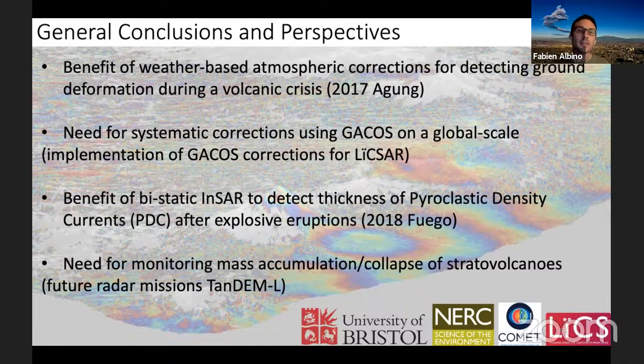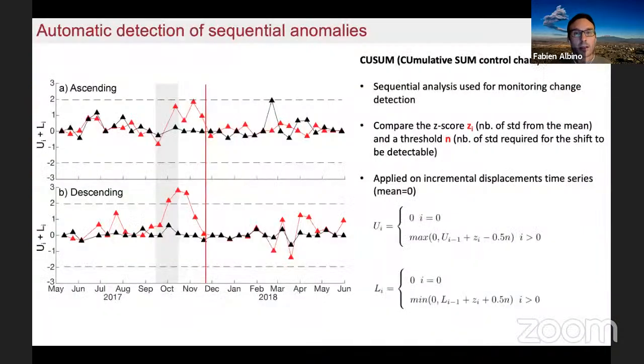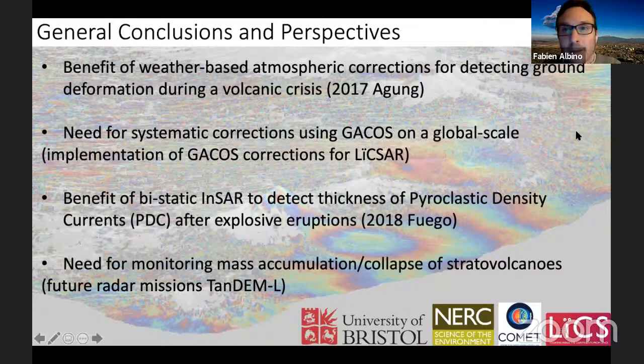The benefit of this static InSAR is to detect the thickness of pyroclastic density currents, for the example of the Fuego eruption. And in the future, there is the need for monitoring more the mass accumulation and collapse on stratovolcanoes. Hopefully, future radar missions such as Tandem-L will be a great dataset to test this. Okay, thank you.